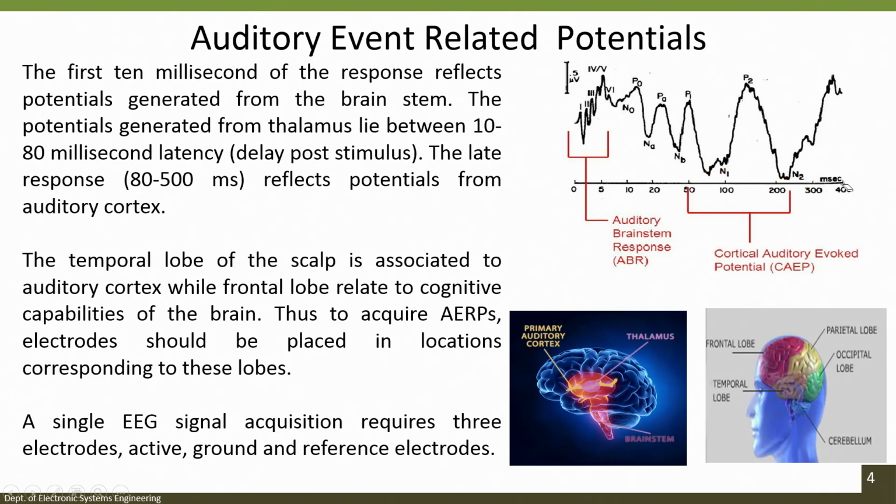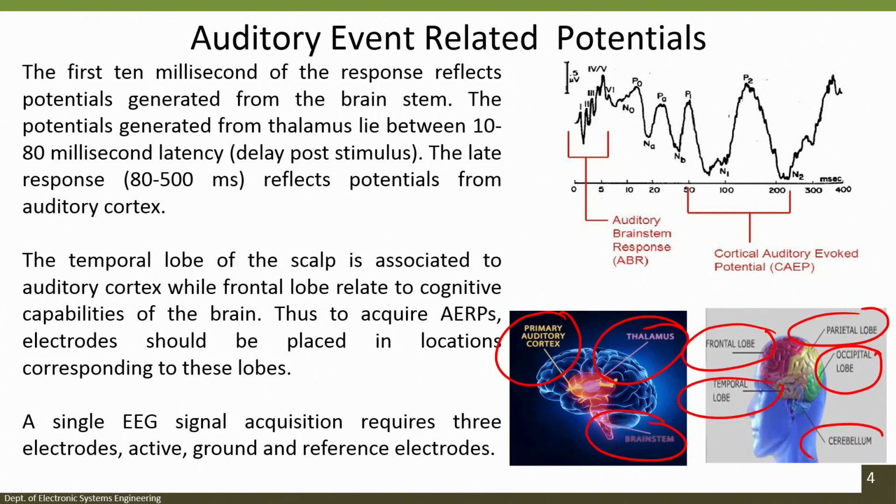Now, we also have to understand, if you just take a brain, this is the brain stem, and then there is a primary auditory cortex and there is a thalamus. If you see from the lobe side, then the frontal lobe is here, the temporal lobe is here, the parietal lobe is here, the occipital lobe is on the back side, and then there is the cerebellum.